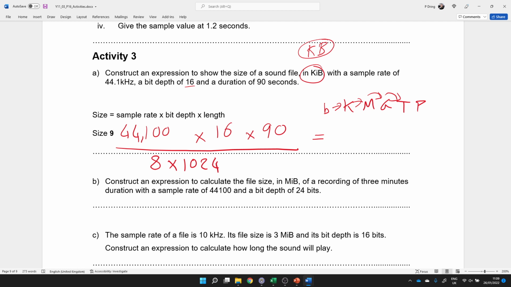Oh, and also just to make it clear, you do not have to work out the answer. You won't have a calculator in the exam. It says construct an expression. It means write down what you would have to put into a calculator. You don't have to do that.